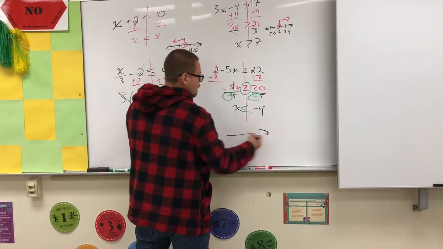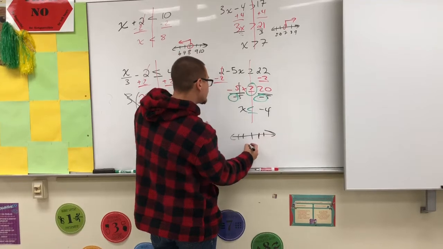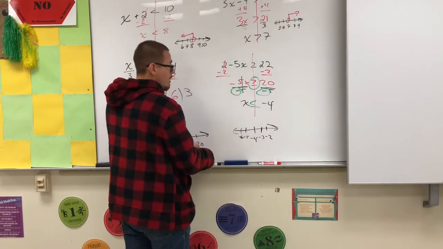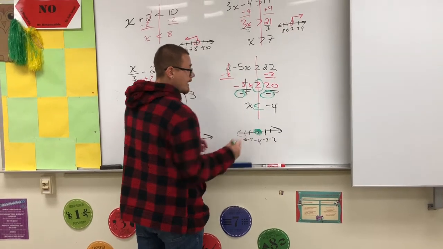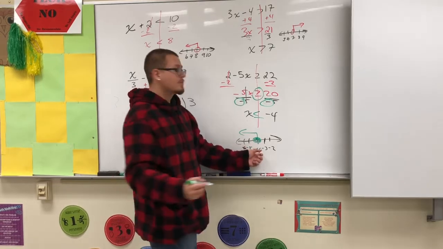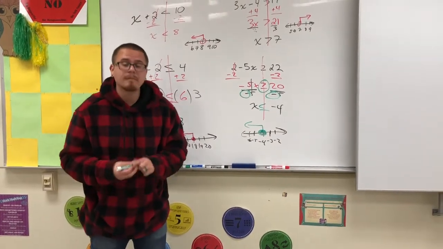So what that's going to mean for our number line, that instead of going to the right, we're going to hit the Beyonce and take it to the left. So here we go. We got our closed circle at -4 because it's equal to, and we go to the left. So all these numbers that are smaller than -4 or equal to -4 are part of the solution set.